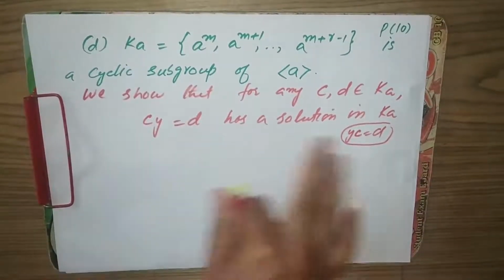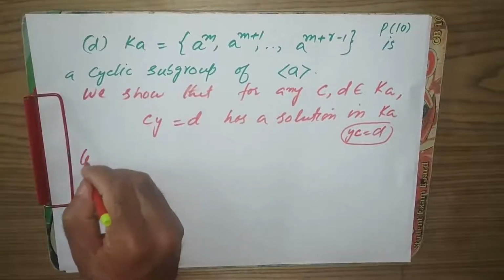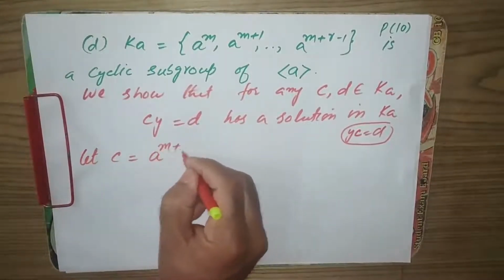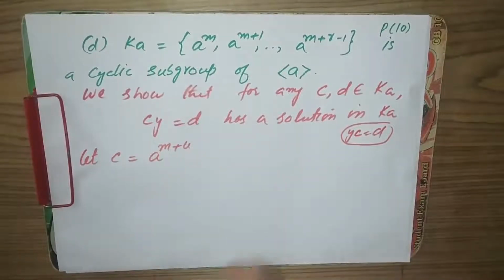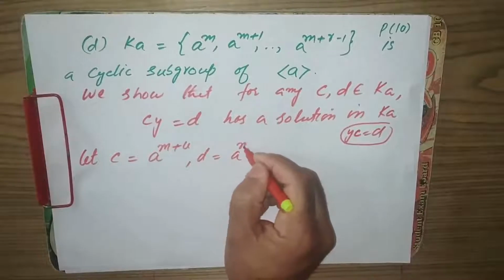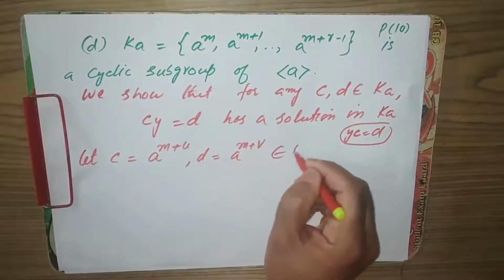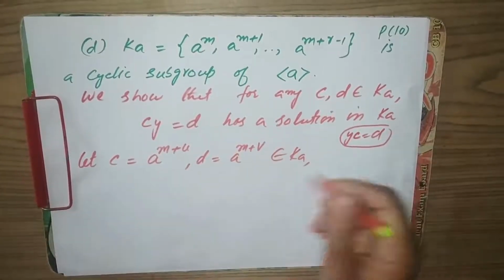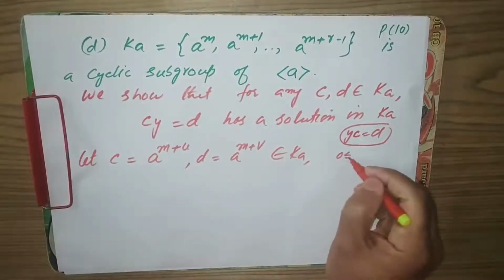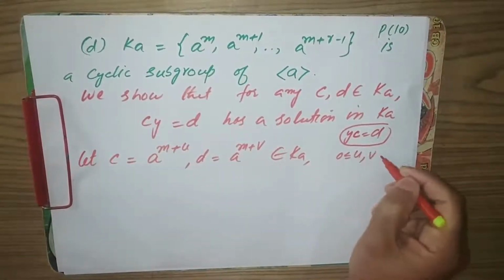So let's choose any two points in K_A. Let c equal a^(m+u), and d equal a^(m+v), belonging to K_A. It means that u lies between 0 and r minus 1, and v also lies between 0 and r minus 1.